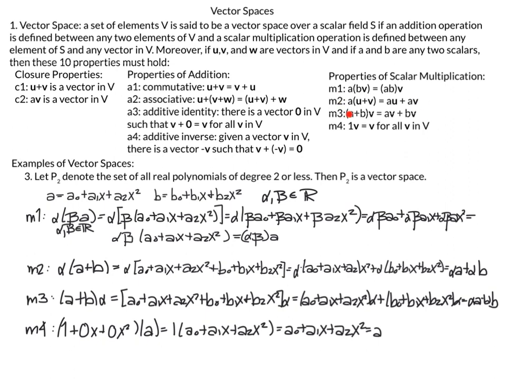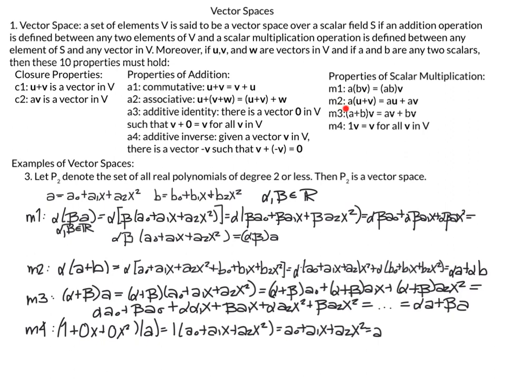M2, I'm on M2. So I can add my two vectors multiplied by a scalar. So I have that, I added my two vectors multiplied by a scalar, and then I can rearrange things algebraically until I get alpha a plus alpha b.